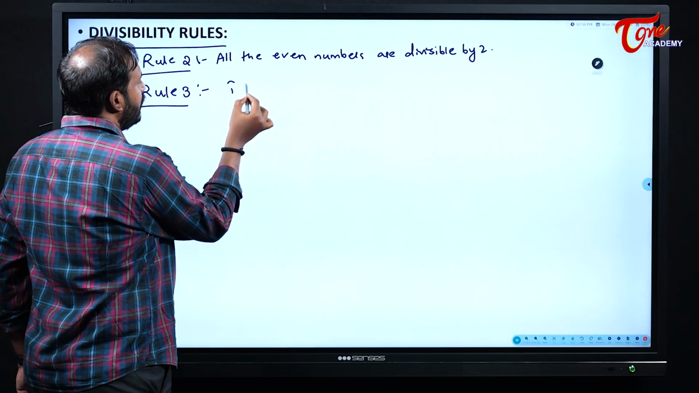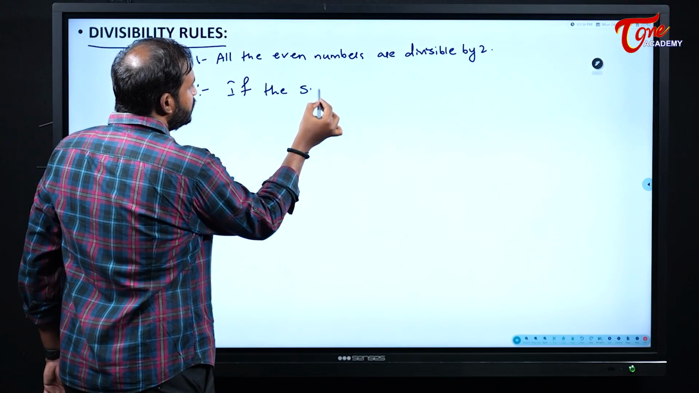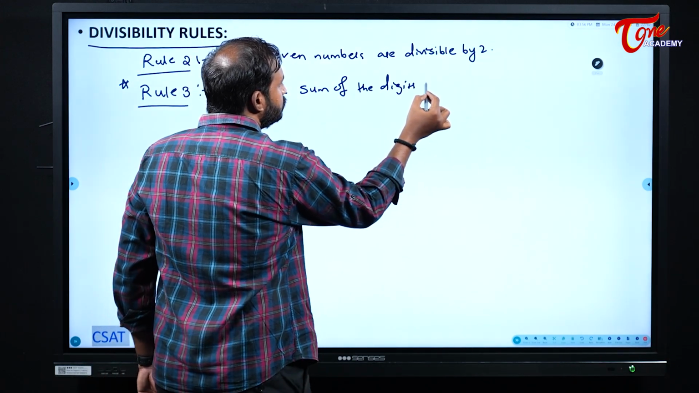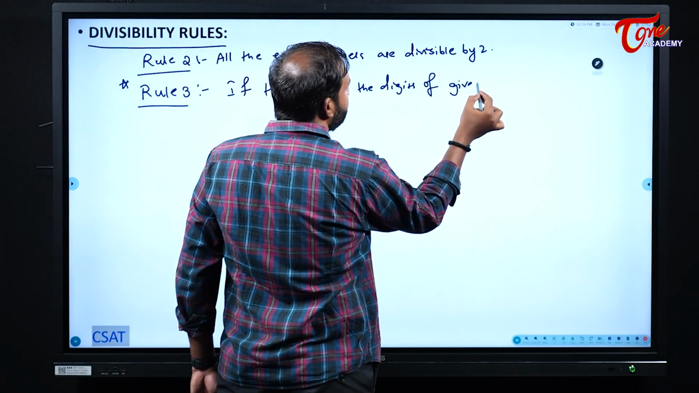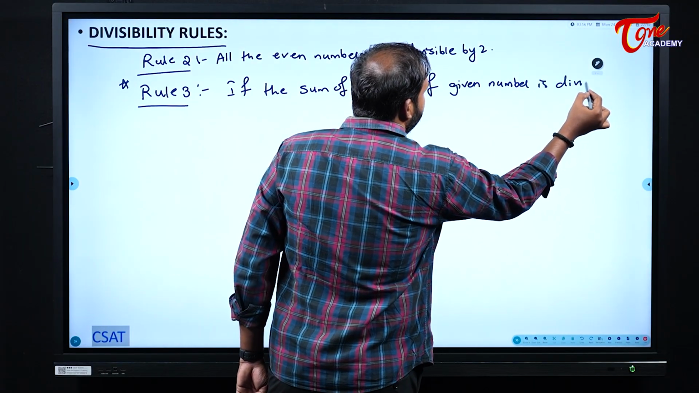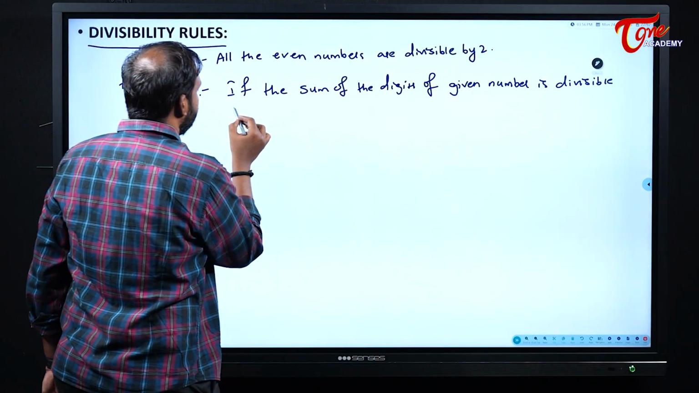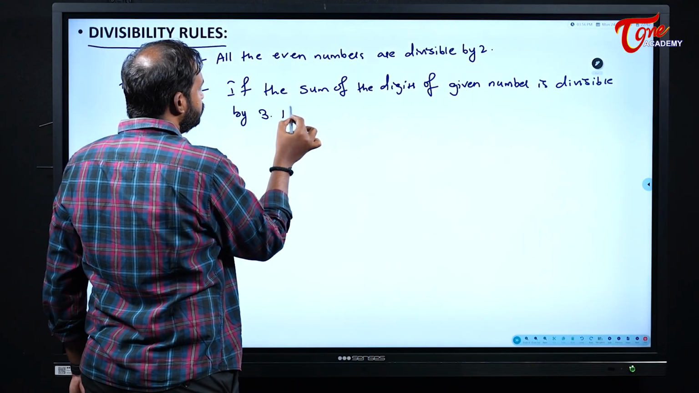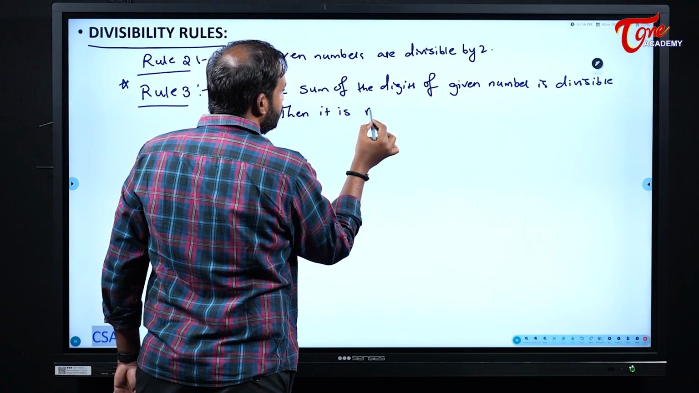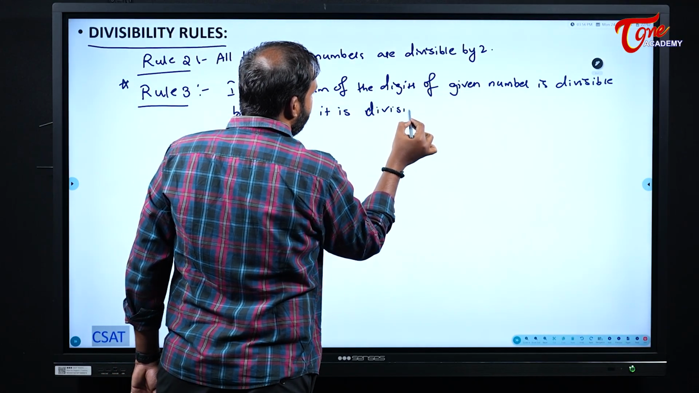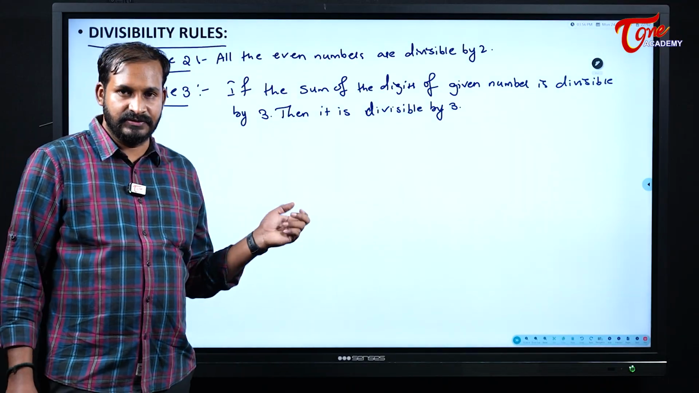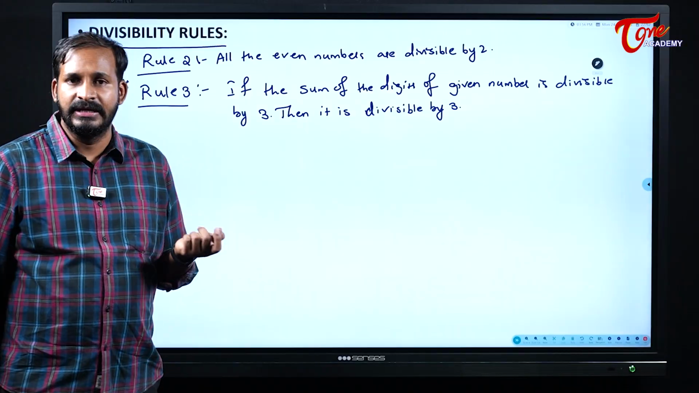So, if the sum of the digits of a given number is divisible by 3, then it is divisible by 3. That means for any number, if the sum of the digits is divisible by 3, then that number is divisible by 3.